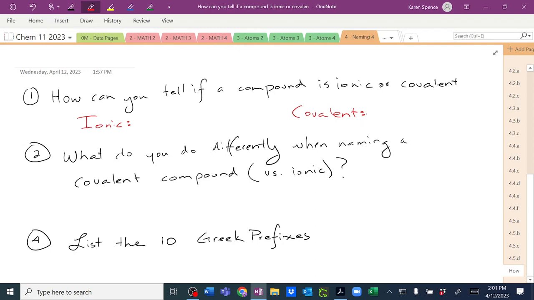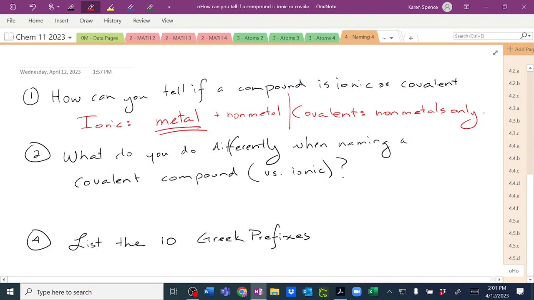Okay. How do you tell if a compound is ionic or covalent? It's ionic if it has a metal. Okay, so you're looking for a metal, and then the other element, of course, has to be a non-metal. And if it's covalent, that's going to be non-metals only.